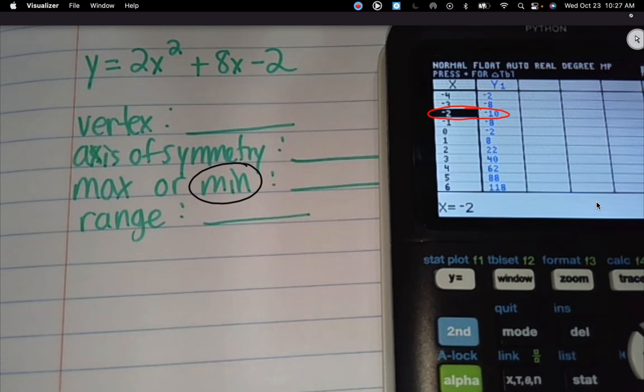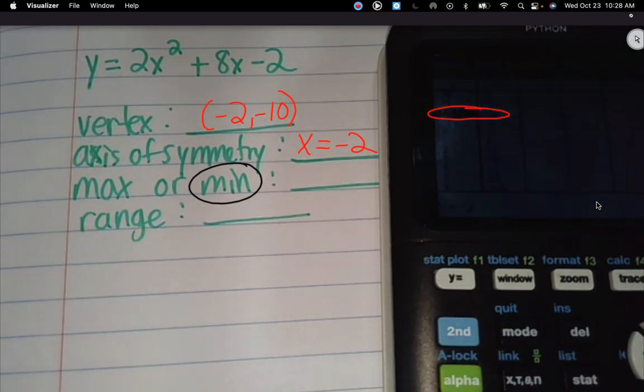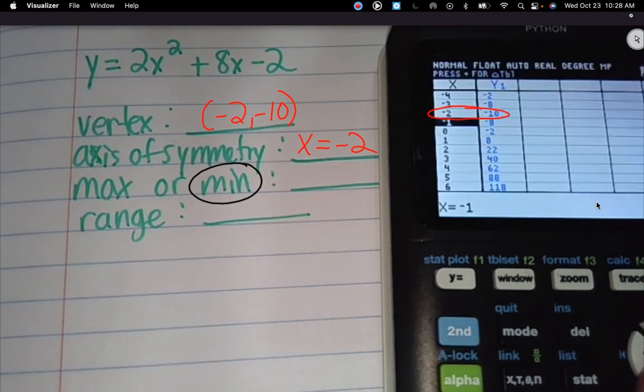That means my vertex is -2, -10. I'm ready to write every other answer now. What is my axis of symmetry? x equals -2. Do you understand why? Its axis of symmetry is always the x value. It's always your x value. What's it symmetrical around? That x value. And then your minimum is your y value. Very good. y equals -10. That is my minimum value. That's as low as it goes.